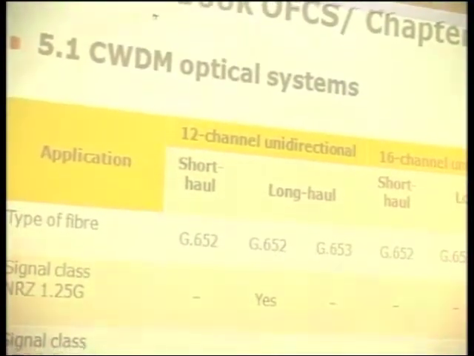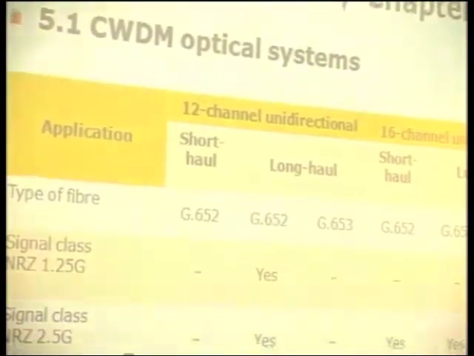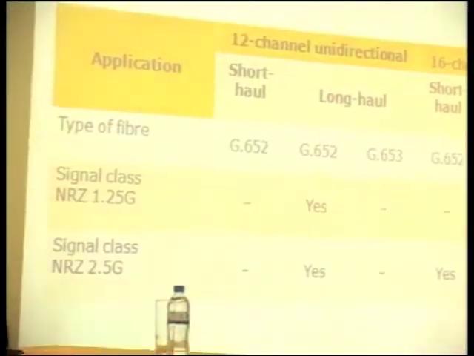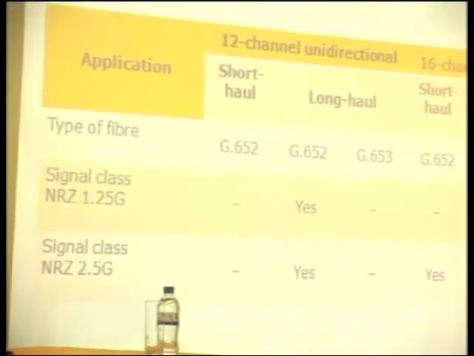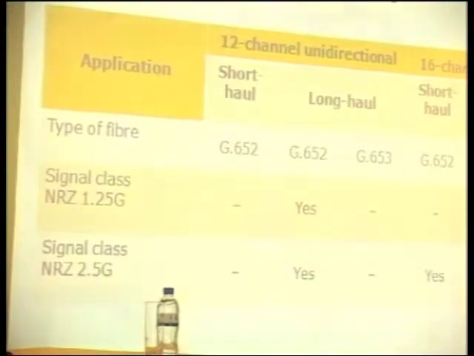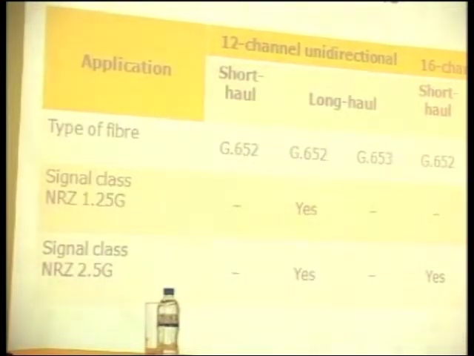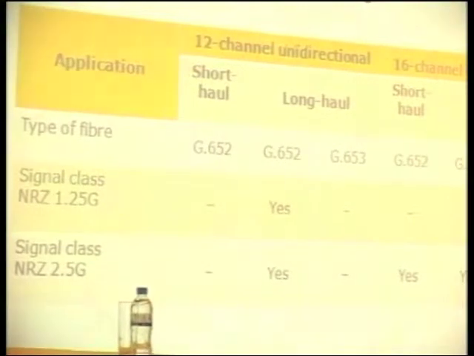This is the table containing application codes for 12-channel unidirectional and 16-channel unidirectional, same type of fibers, short haul, long haul, and you can see that there also exists a long haul application, 12-channel for 1.25 gigabit per second, which means gigabit Ethernet.